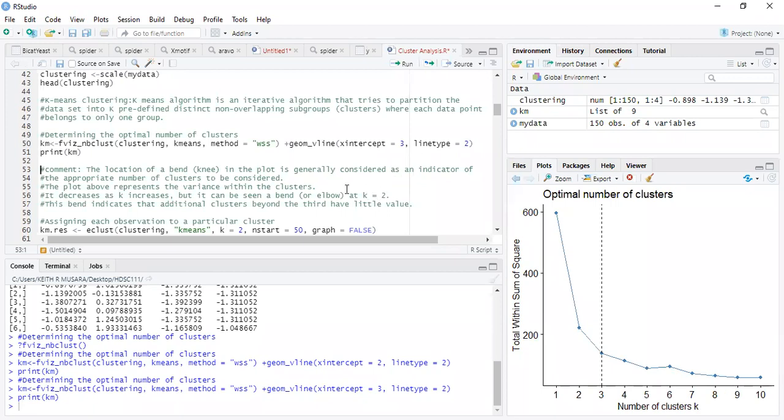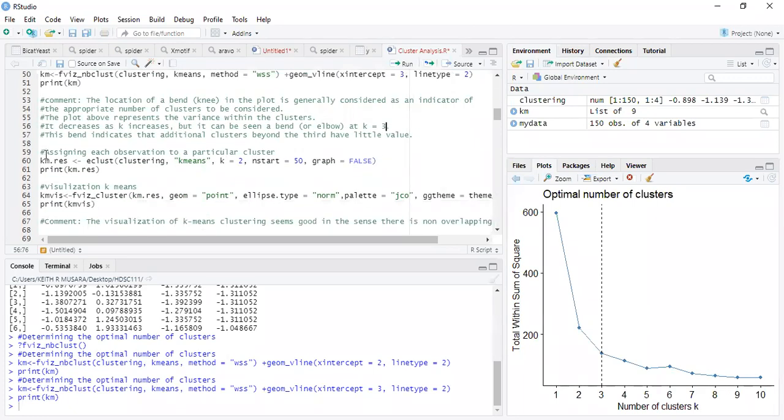Okay, for the lecture's sake, let's check k equals 3, so I'll change k and say it's 3. Now we need to assign each observation to a particular cluster, right? You realize I've picked the e-cluster function again, and here I'm calling on the data, and this is the k-means method, and k is equal to 3 now.